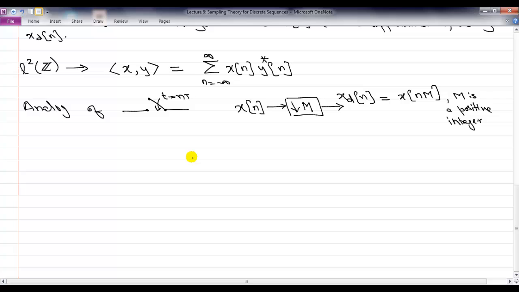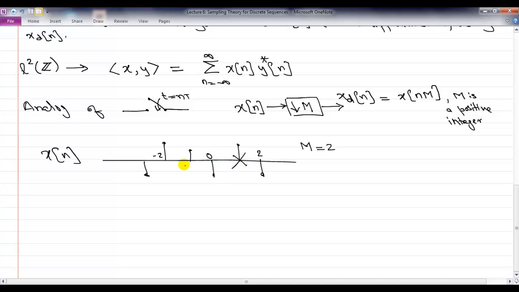The operation of doing that in hardware, of course, is very simple. You are given a sequence and you just drop every m-1 sequence values. So if your xn is given by this kind of a sequence, and let's say this is your 0, 2, -2, and you're talking about m equals 2, then your sequence basically just drops this value, and this value, every m-1 values in between, and you get xdn.